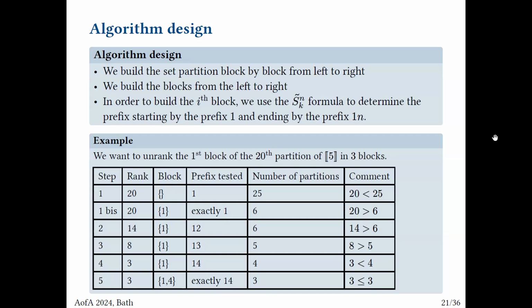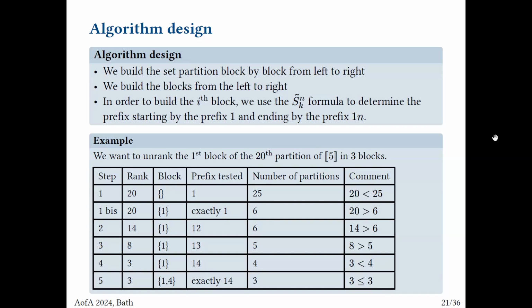We test the next prefix of length 2, which is 1, 3. There are 5 partitions that admit 1, 3 as a prefix. Since 8 is greater than 5, the desired block doesn't admit 1, 3 as a prefix. We test the next one, which is 1, 4. There are 4 partitions that admit 1, 4 as a prefix.